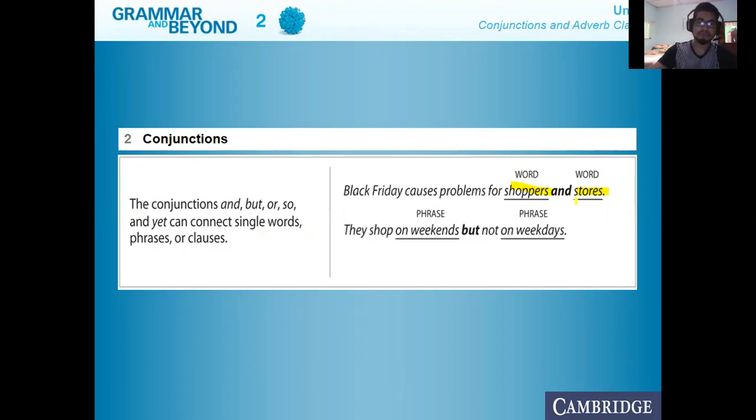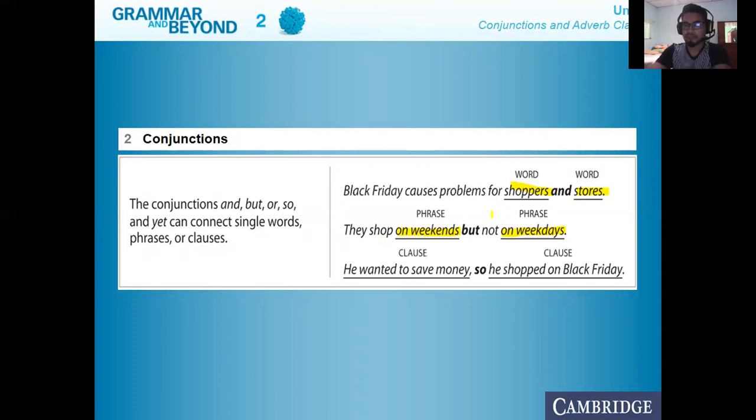They shop on weekends, but not on weekdays, okay? On weekends, as you see over here, this is a phrase. How do you know this is a phrase? Simple, a phrase normally may just have one word and that's it. In this case, a noun and something else, and we have a preposition, so it is a prepositional phrase, but I don't want to bore you with that. So basically we have two phrases that we're joining together by the coordinating conjunction.